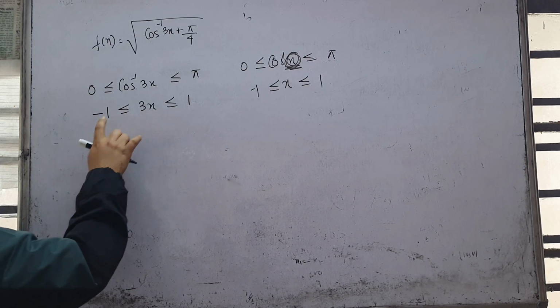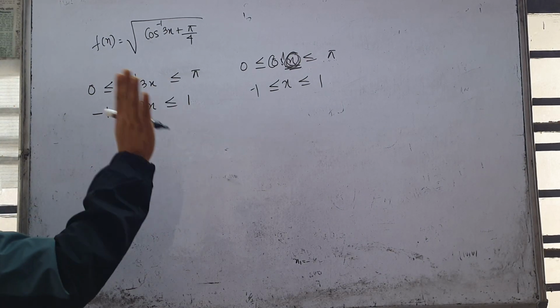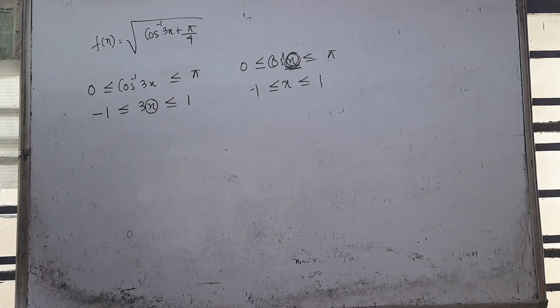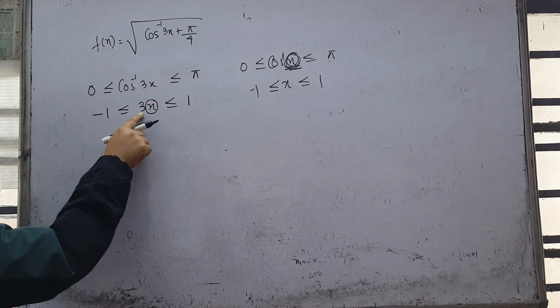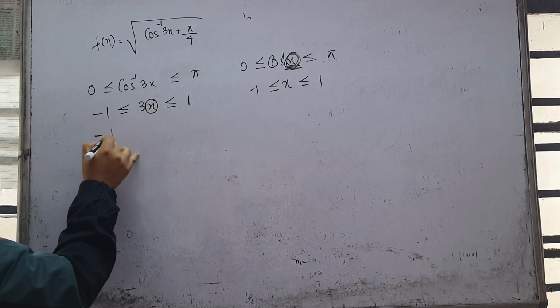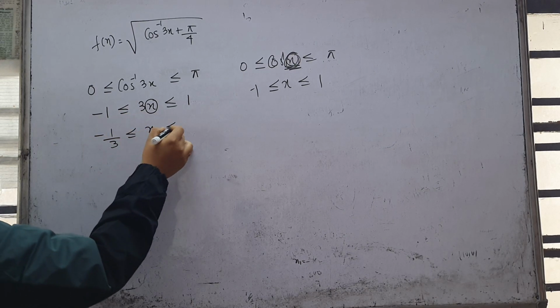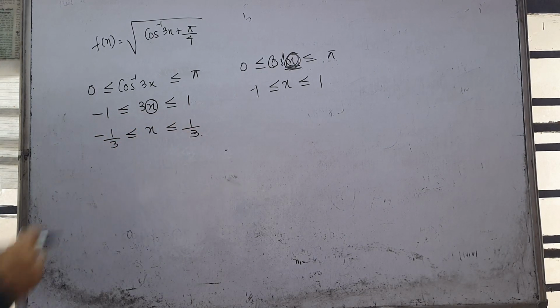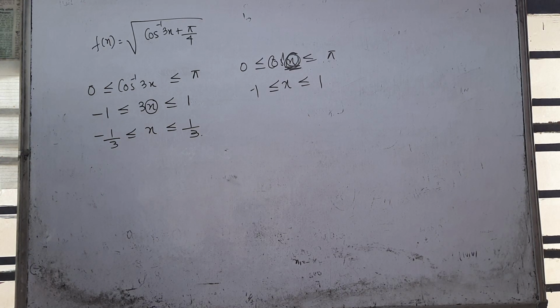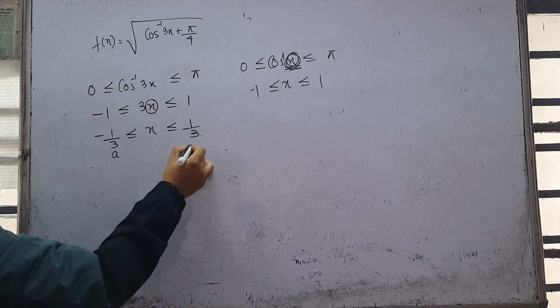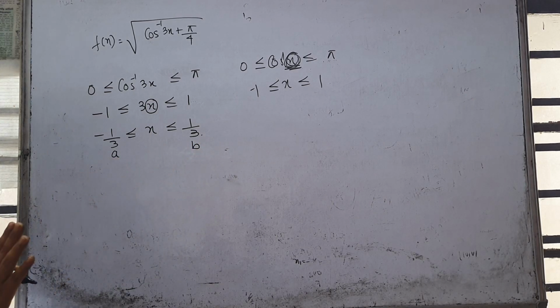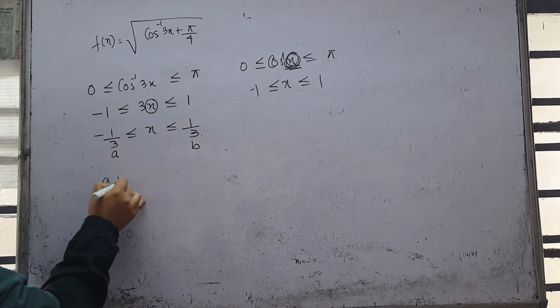Now 3x will lie between minus 1 to 1. What did I tell you? Domain is all about finding the value of x. Is it clear? So what is extra out here? 3. So what do you do? You divide by 3. Is it clear, everyone? You get this value? Understood? Now they are saying that this is your A and this is your B. Now they want us to find out the value of A plus B.